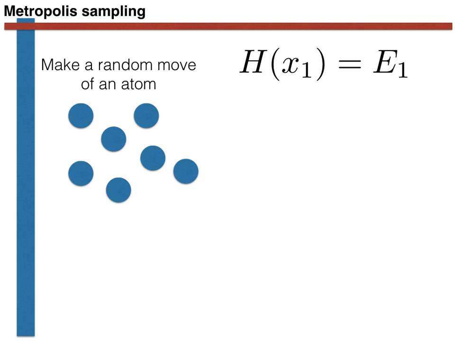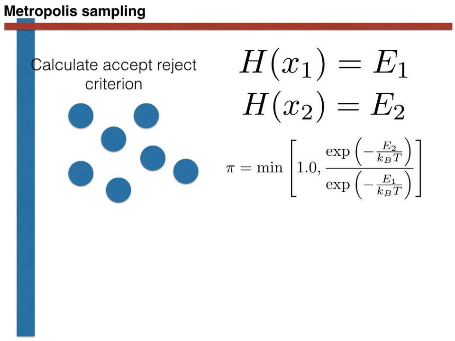We thus proceed by calculating the energy of this new microstate. In the slides, we will refer to the energy of x2 using the symbol E2. We now calculate the so-called accept-reject criterion, pi, which is shown on the right-hand side of this slide. The value of pi is equal to 1 if E2 is less than E1. If, by contrast, E2 is greater than E1, pi is calculated using the formula after the comma in the square brackets on this slide. As such, if E2 is greater than E1, pi is always a number that is less than 1.